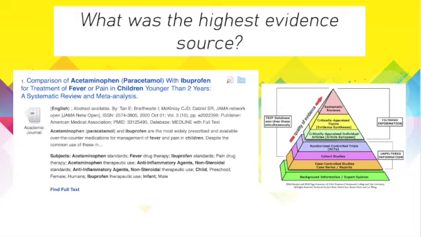So why was this the highest evidence source? This is the highest evidence source as you can see through the evidence-based practice pyramid. The top of the pyramid is systematic reviews.